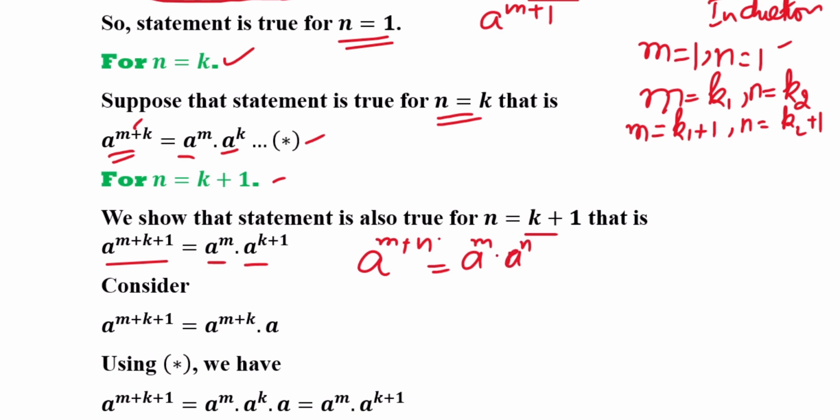So when we replace n is equal to k plus 1 here, this becomes the left hand side, and when we put n is equal to k plus 1, this becomes the right hand side. Now I will consider the left hand side and I will show that this is equal to the right hand side. Consider a raised to power m plus k plus 1. We can break this a raised to power m plus k into a using star. Star says this is equal to a raised to power m into a raised to power k, and this is my last a.